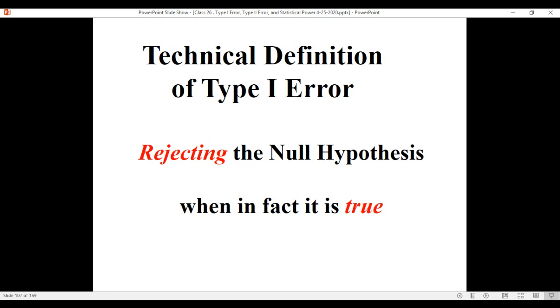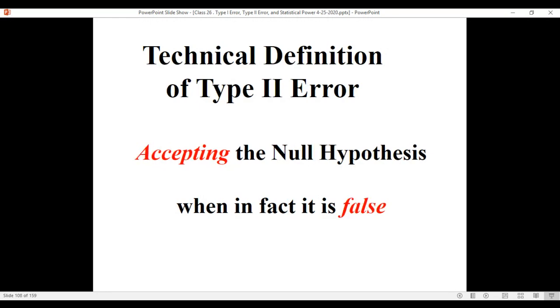Now, sometimes you might find this definition easier to understand if you look at the bottom part first and then the top part. So at the bottom part, if the null hypothesis is in fact true, which means the population means are the same, then move up to the top part, then it's a type 1 error to reject the null hypothesis and conclude that the population means are different.